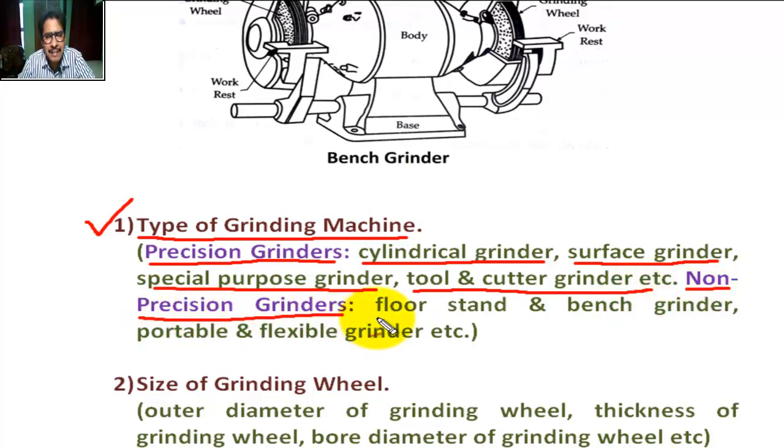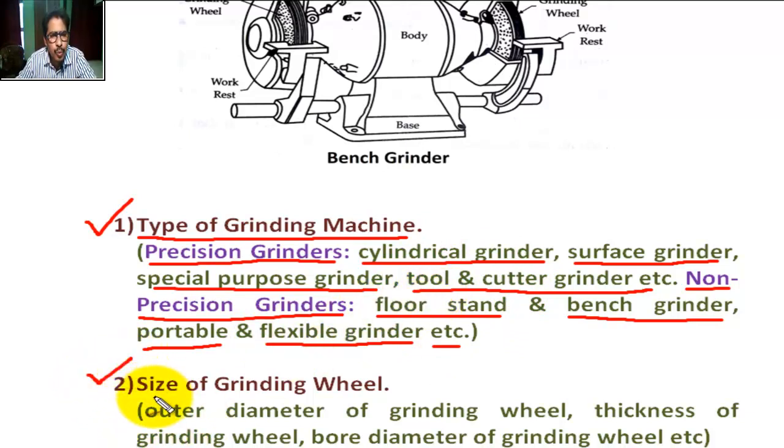Non-precision grinders, again, floor stand and bench grinder, portable and flexible grinder, etc. Number one, types of grinding machine. Which types of the grinding machines? Okay.